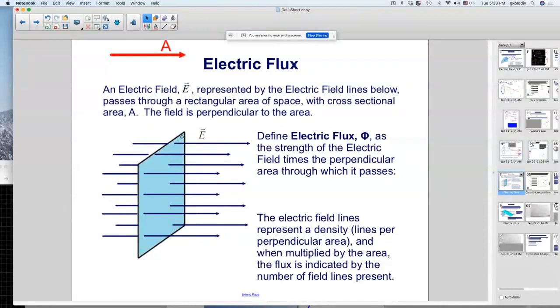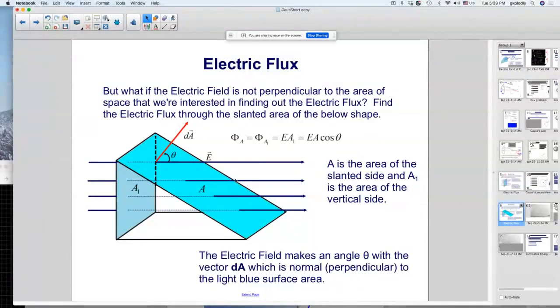In other words, if they're set up like this, all the electric field passes through the area. But if I tilt this slightly, then the flux gets smaller. That flux is smaller because, just forget, this is the perpendicular vector to this little square. There's an angle between them, and therefore the amount of electric field going through this square is less. As a matter of fact, it's going to be less by this amount. It's going to equal EA times the cosine theta.